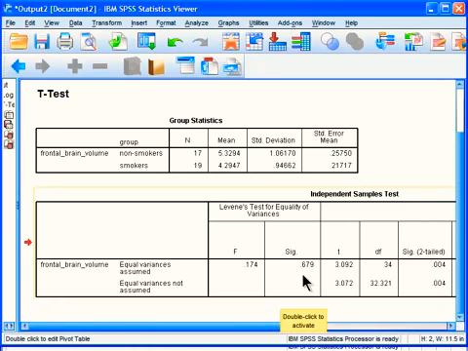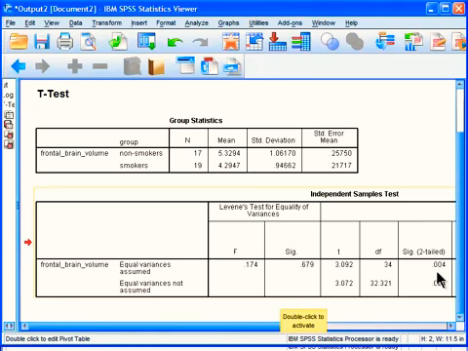But in these data, because the significance value in this homogeneity of variance Levene's test of equality of variance is not 0.05 or less, we're confident that we can interpret the regular t-value and the significance level associated with this t-value. So t is equal to 3.092 with degrees of freedom of 34, and the significance level is 0.004.